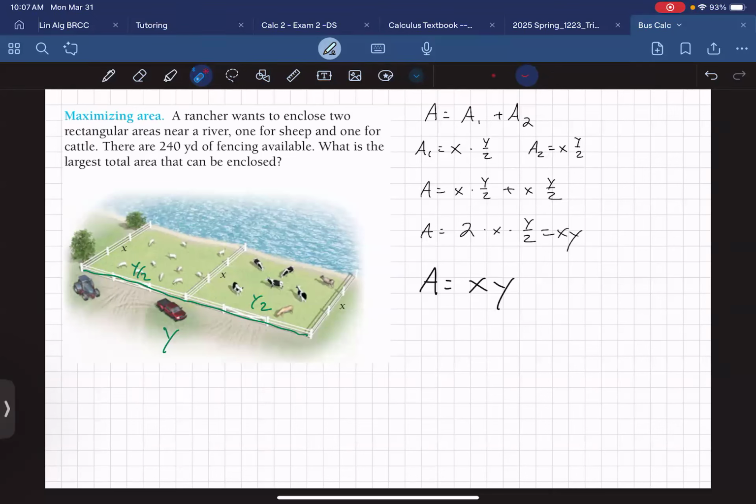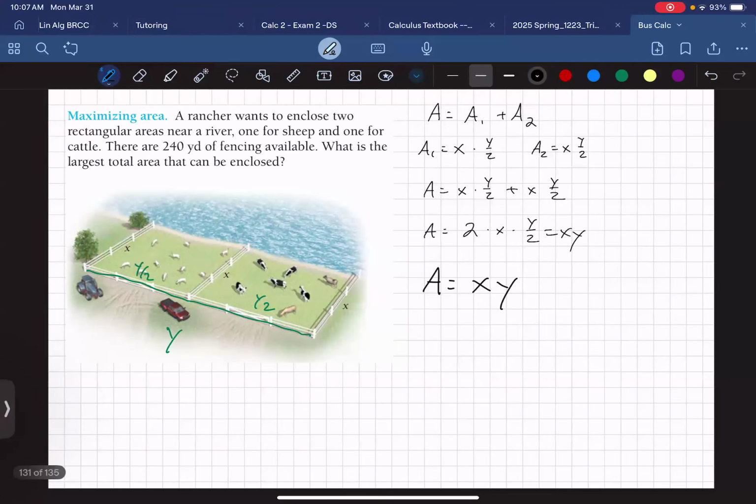An important piece that we have here is there's only 240 yards of fencing. And the fencing here is going to make up the outer wall and the dividing wall. Well, that is a perimeter. And the nice thing about the perimeter, if we stick with each of these being x as shown here, is that the perimeter we're going to be building with this is going to be 3 times x, because we have x plus x plus x plus y.